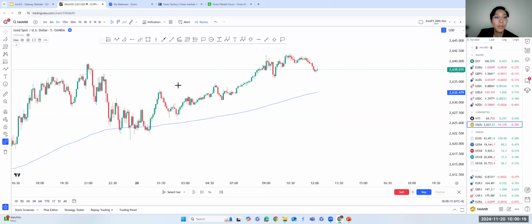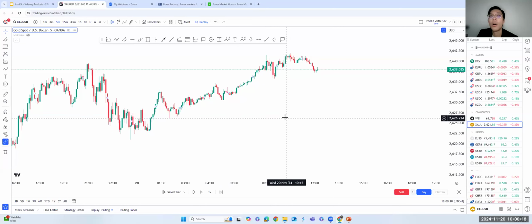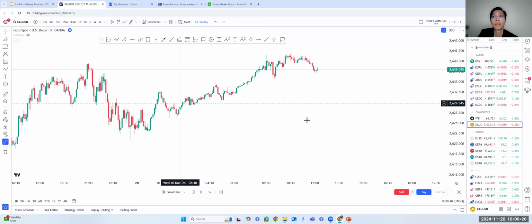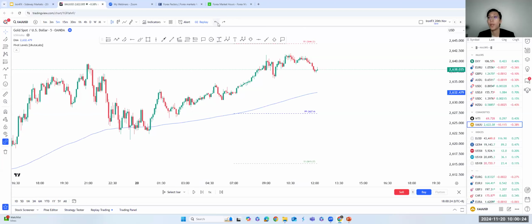Okay, let me show you guys. Can you use it on all time frames? Yes, this one can be used on all time frames. But what I recommend, Cleon, is to use it for gold on the 5 minute time frame.